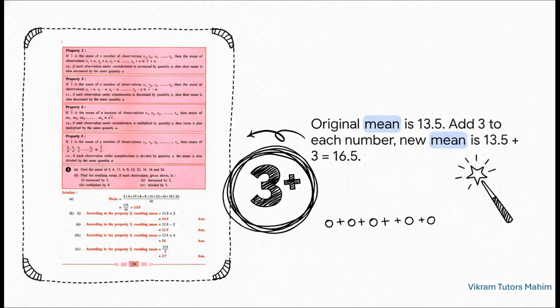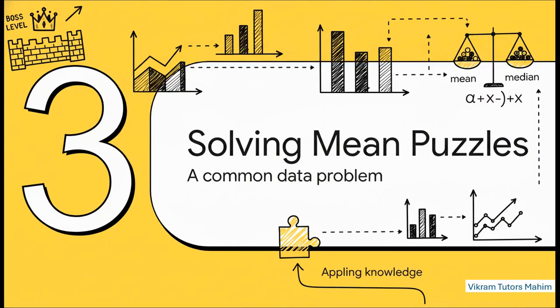And look, here's the proof. The mean of this first set of numbers is 13.5. Now, what if we add 3 to every single one of those numbers? Instead of adding them all up again and dividing, we're not going to do that. We just use our power-up. We take the old mean, 13.5, and just add 3. The new mean is 16.5. See? So much faster.